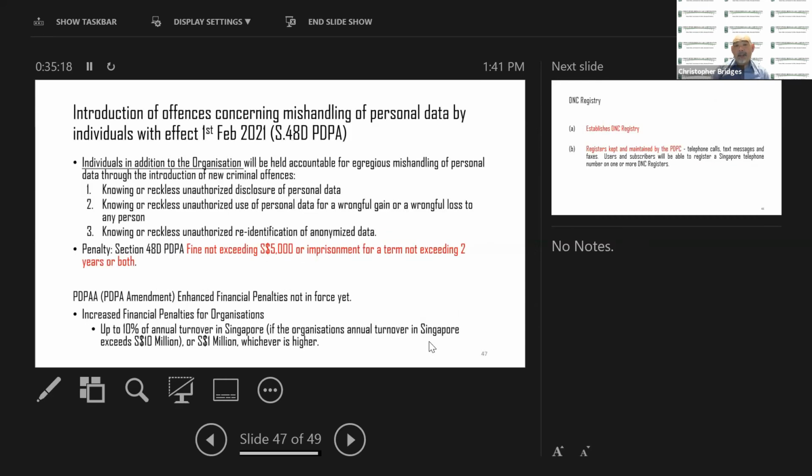These are the additional offenses with regards to the employee of the organization who knowingly, without authority of the organization, uses the data. Okay, the requirement here is actual knowledge that he's doing it without the permission of the organization for which he works, or he is reckless, which means that he doesn't bother, he's careless. Simple terms to use would be that he's careless. The PDPA amendment has also created enhanced financial penalties, but these enhanced financial penalties have not been gazetted into force yet.